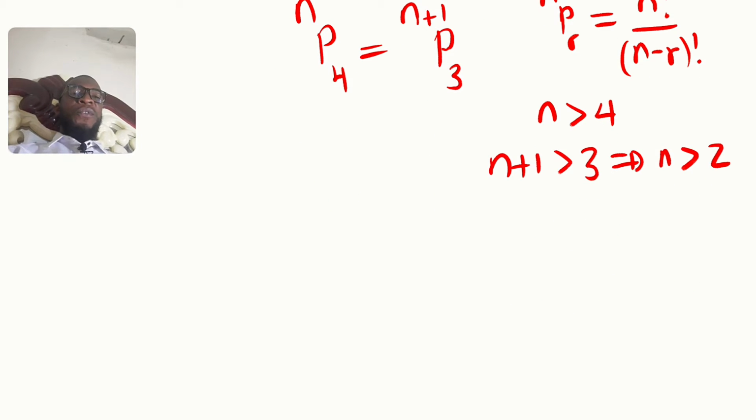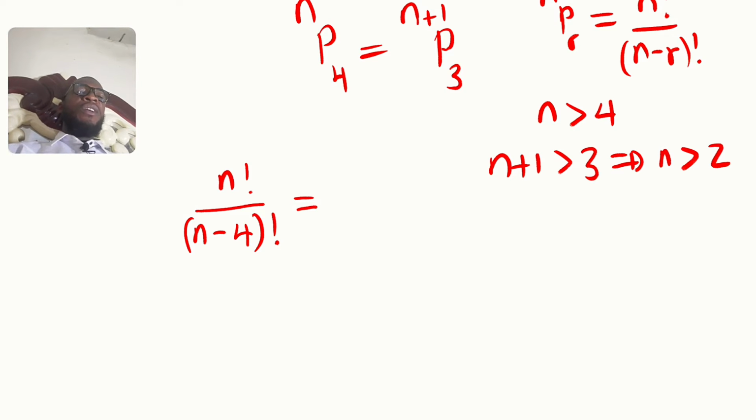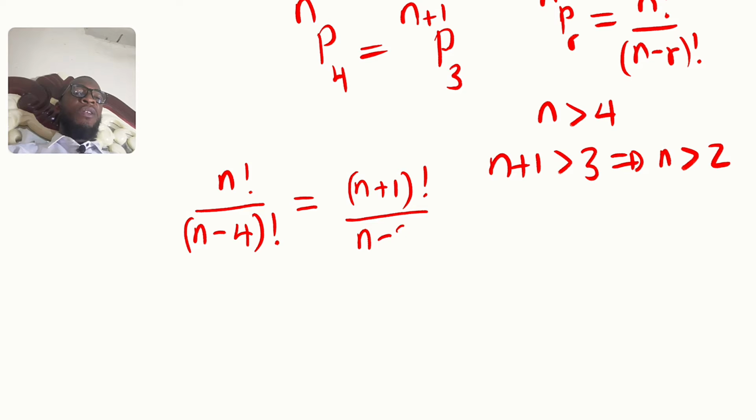For n permutation 4, it can be written as n factorial divided by n minus 4 factorial. And this is equal to the right hand side, we have n plus 1 factorial divided by n plus 1 minus 3, which is the same thing as n minus 2 factorial. Okay, now we can cross multiply.